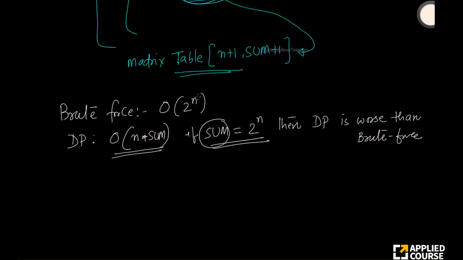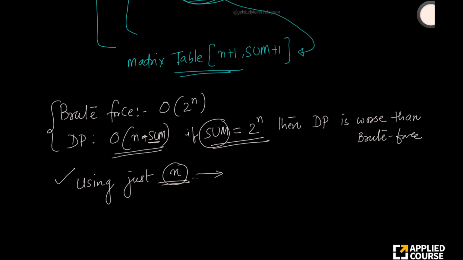So it's always advantageous to represent the time complexity using just n, which is the size of my set, because sum can be any large number. It could even be infinity. So if there is any strategy to just use n, whatever algorithm you design, the time complexity of the subset sum problem is order of 2 power n.